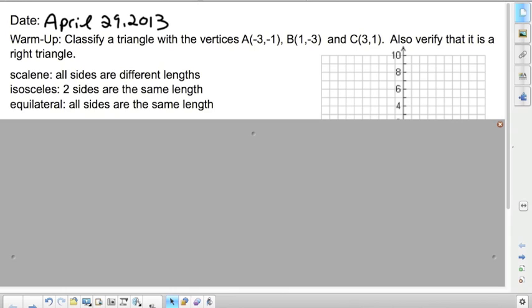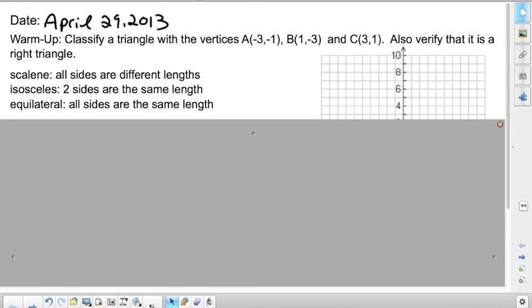So just before we talk about doing this question, what classification of a triangle? If you don't remember, write this down. Scalene triangle again was all sides different lengths. Isosceles, two side lengths the same length. Finally, equilateral, all sides are the same length.